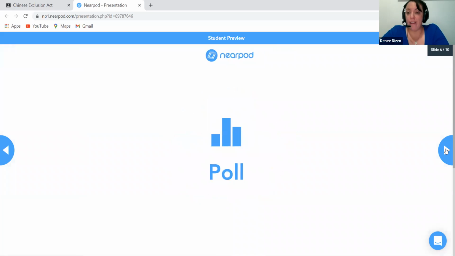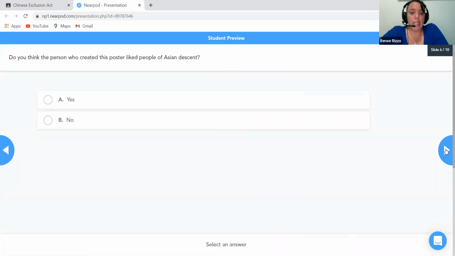So it's important to have a poll after this. Do you think the person who created this poster liked people of Asian descent? Yes or no? This can prompt a discussion with you and your students about whether they think this is right or wrong to treat people in this way.